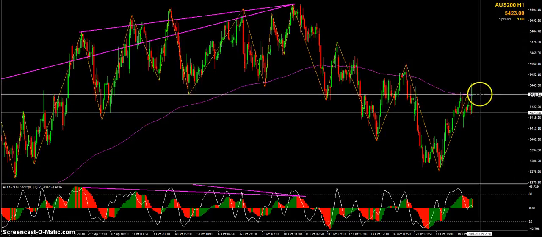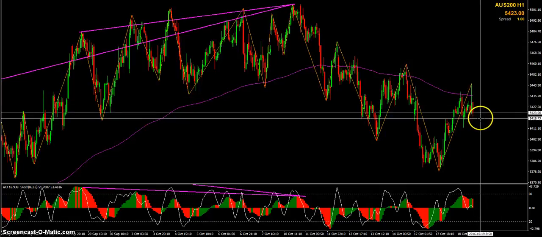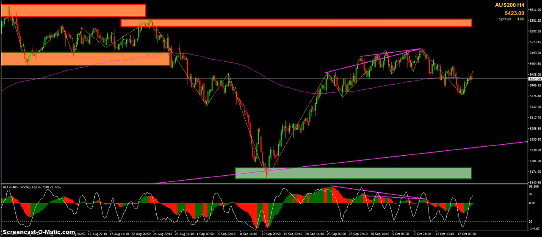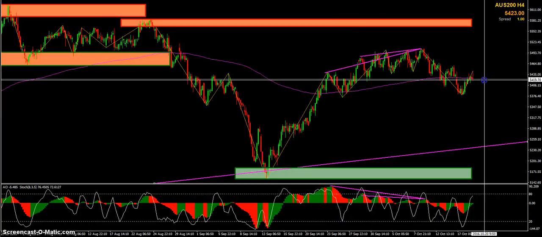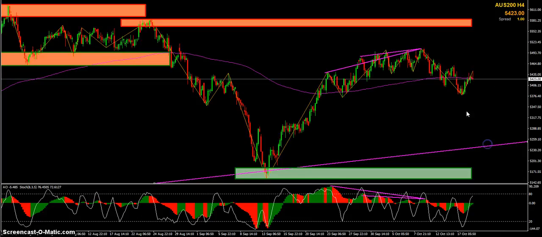You could probably look at an entry, maybe if it breaks some of these lows down here, put stop losses about maybe 500 to 800 pips. And looking at risk to reward, we're probably looking at 1700. So you're definitely looking at making 1 to 2 to 1 to 3 risk to reward to this horizontal uptrending line and this DSR zone down here.